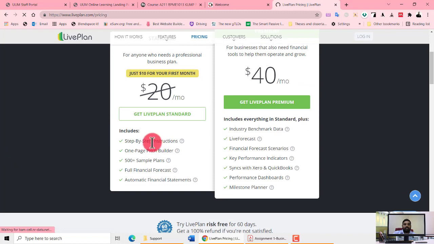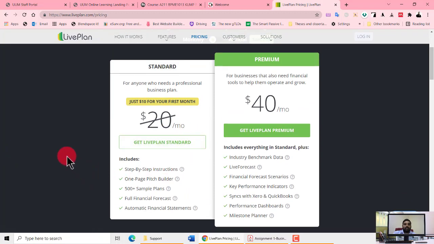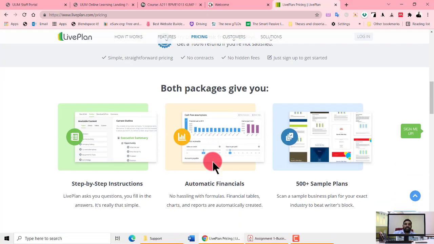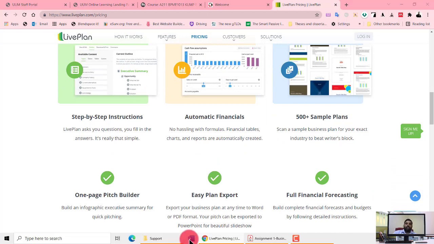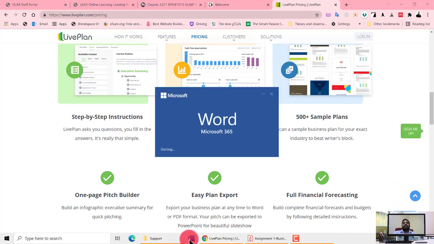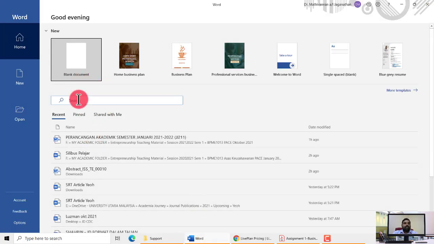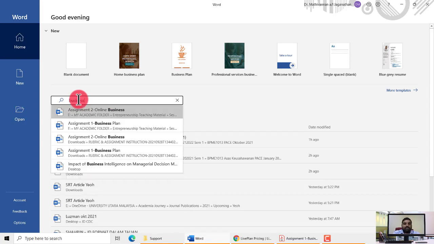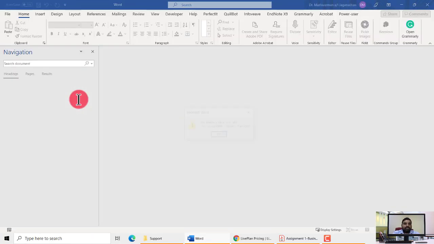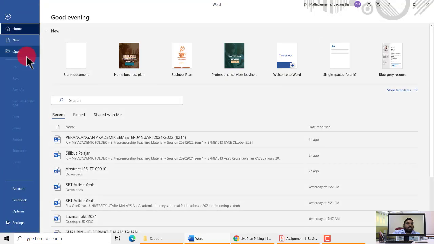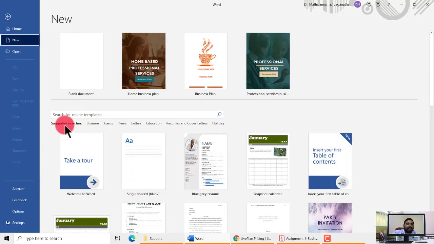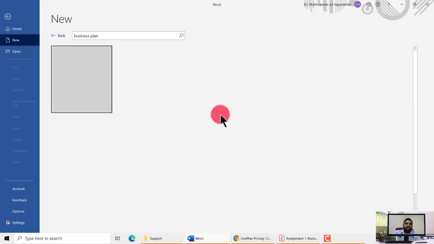This one is per month about 20, I think. What you can do is use the template in your Microsoft Word as well. You can use a template, go here, you just type, then you edit the business plan. Oh, sorry, wrong method. Not here. Go here, search here, business plan. Okay, search.